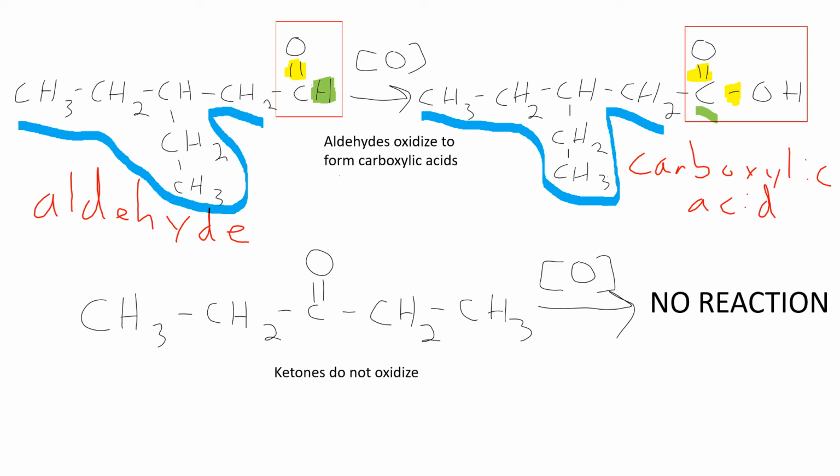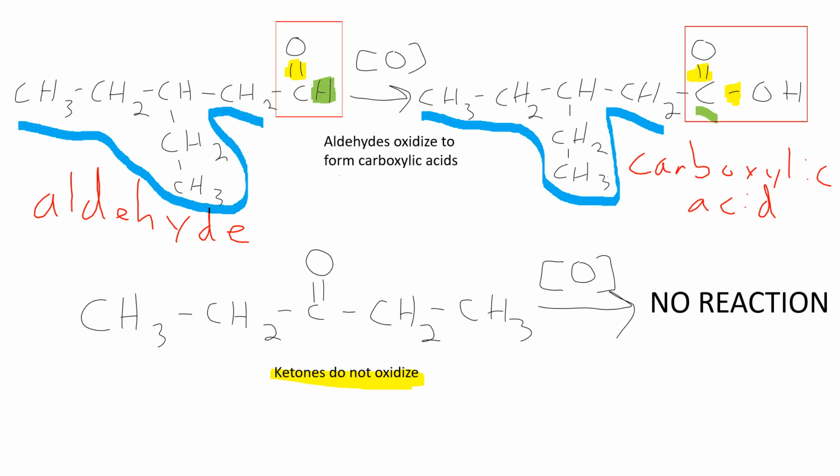For ketones, we're seeing what happens with a ketone across the bottom. Ketones do not oxidize. And that kind of makes sense if you think back to what happened to a secondary alcohol. Secondary alcohol oxidized to form a ketone, but then it stopped there. We didn't show any more oxidations that would happen. And that's because ketones do not oxidize.